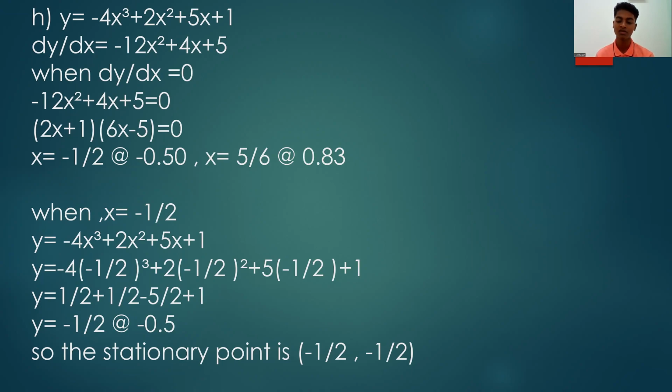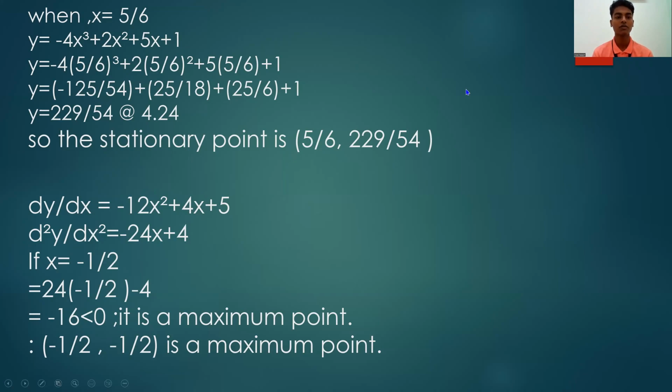Now when the value of x is equal to 5/6, we substitute the value of x inside our equation, and we get the value for y is 229/54 or 4.24. So the stationary point is now (5/6, 229/54).